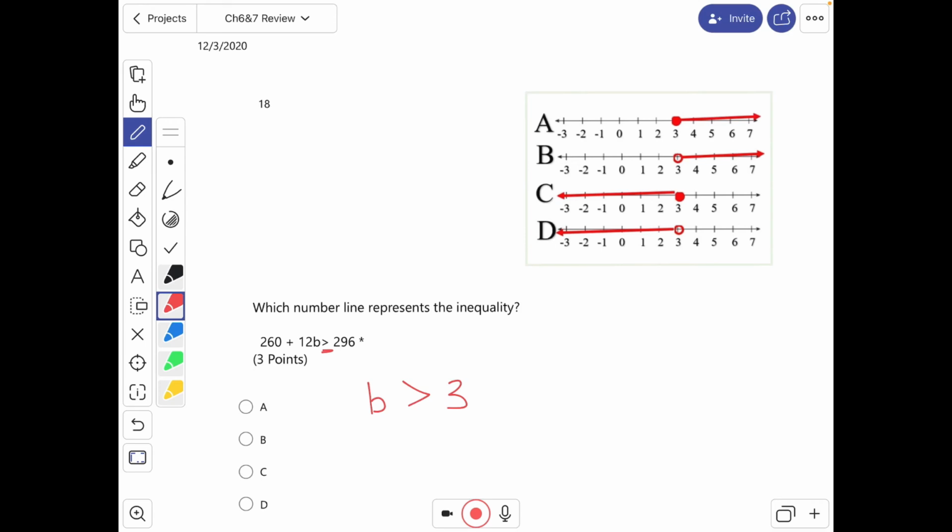This time B is on the big side because the alligator's eating him. And big is on the right, little's on the left. So it can't be that one or that one. It doesn't have an equal sign, so it gets an open circle. So that means it has to be B.